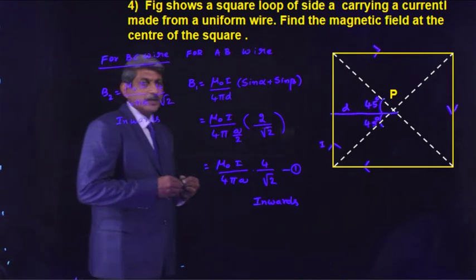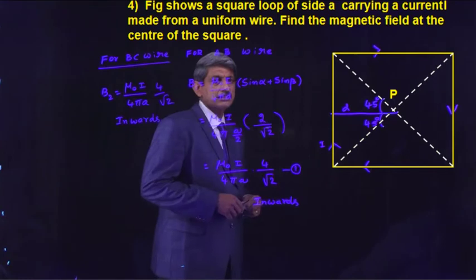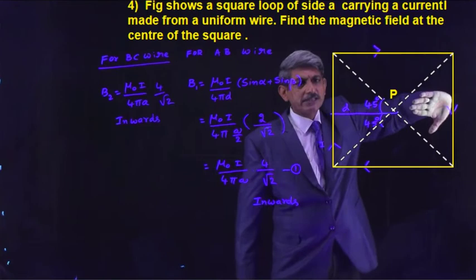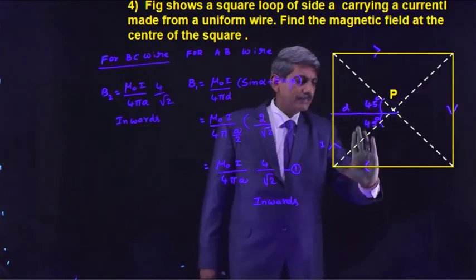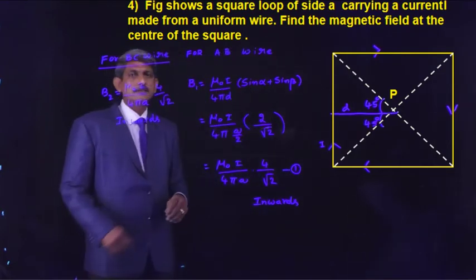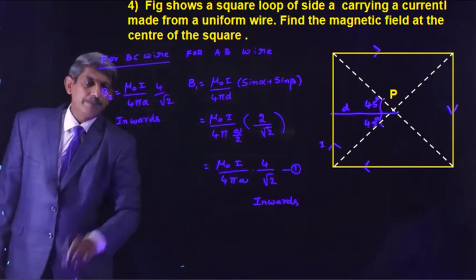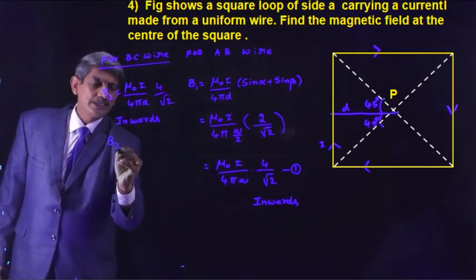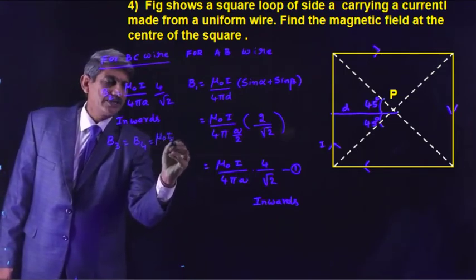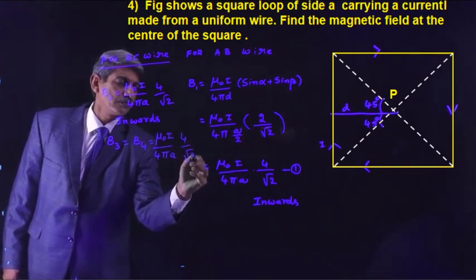Similarly, the field produced by the third side and the field produced by the fourth side also have the same values, and using the right hand palm rule, the field produced by the third side is acting inwards and the field produced by the fourth side is also acting inwards. Now, B2 is equal to B3, which is equal to B4, which is equal to mu naught I divided by 4 pi A into 4 by root 2.